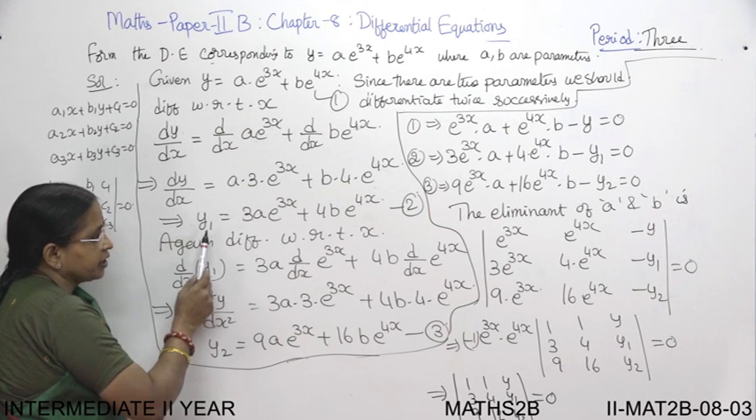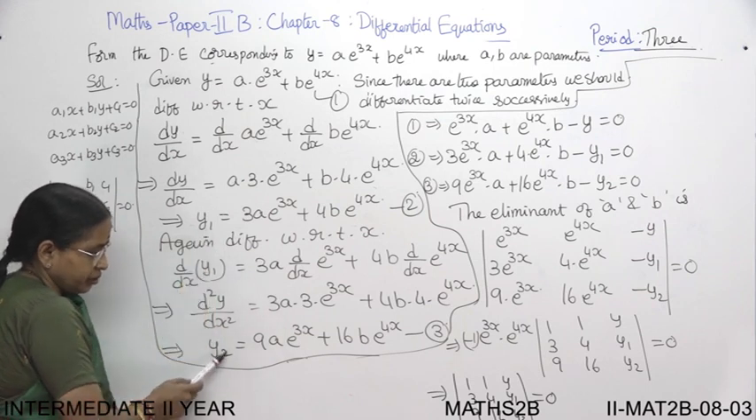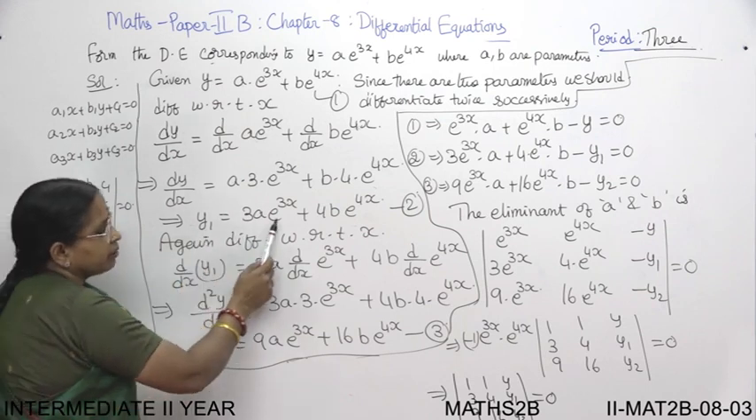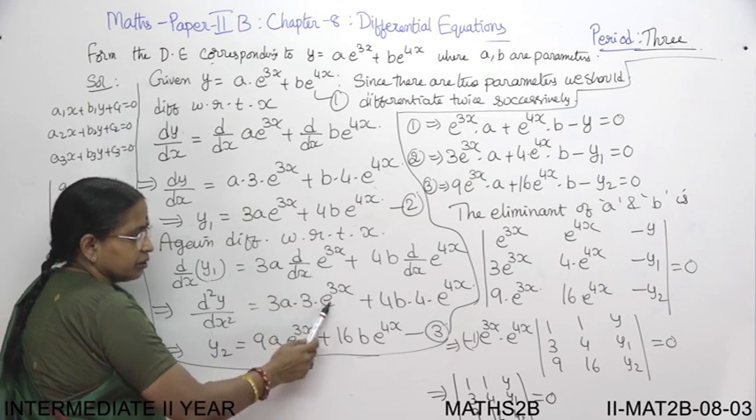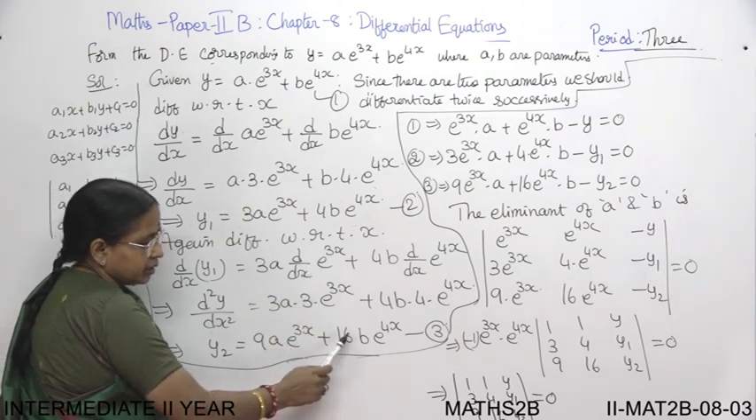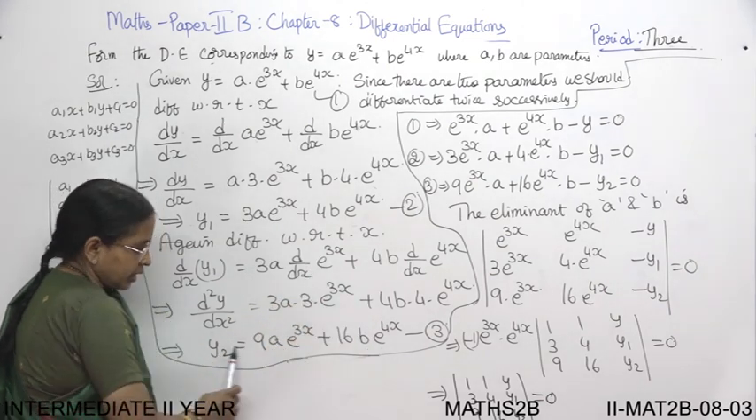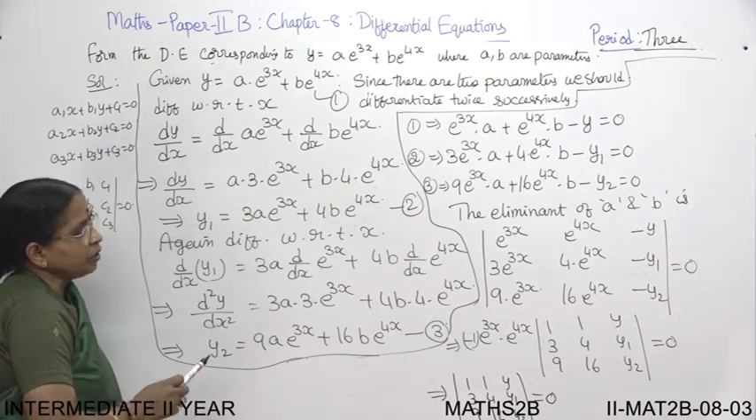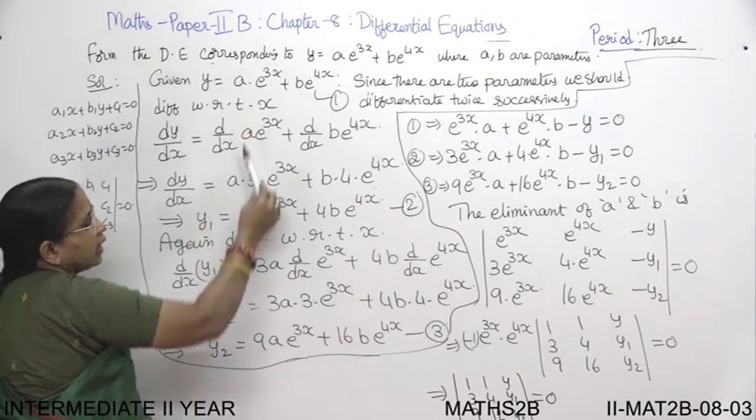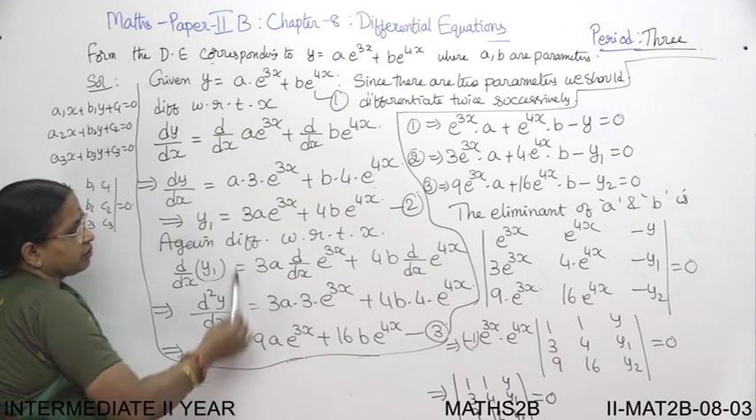Again differentiate. Derivative of y1 is y2, and derivative of e power 3x is another 3 into e power 3x. So 9a, here it is 16b. So like this you will get. Now how to eliminate this a and b from these three equations?